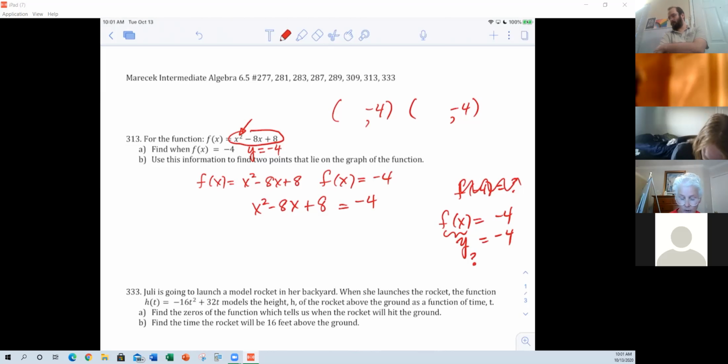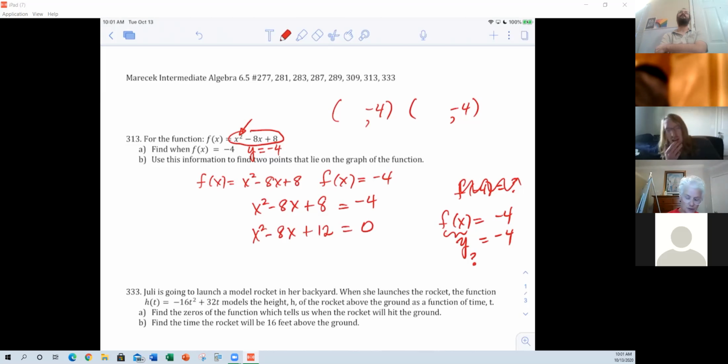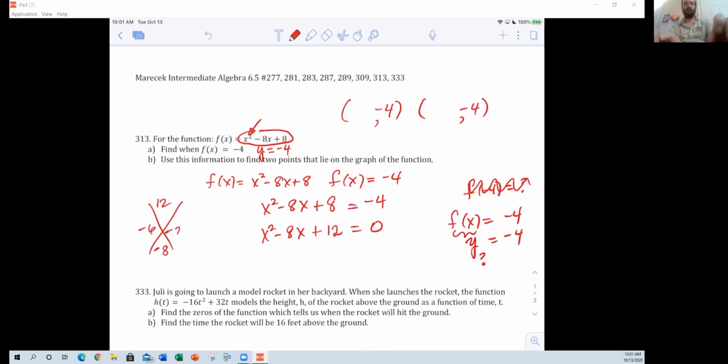All right, so now what we have is x squared minus 8x plus 8 equals -4. So now what do I do? So if we're gonna move everything to a 0, we move the -4 over. That would make the 8, I guess, into like a 12. Yep. And then we're going to factor this, and we need two numbers that are going to multiply to 12 and at the same time add back to -8. Which would be -6 and -2.